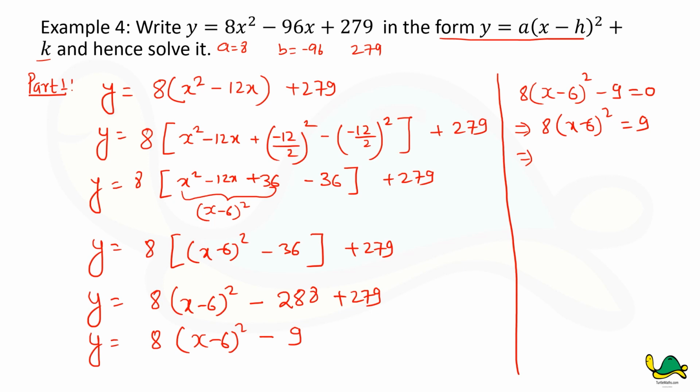This will give me (x − 6)² = 9/8. Let's take the square root. x − 6 is equal to plus or minus the square root of 9/8. That means x is equal to 6 plus or minus the square root of 9/8.